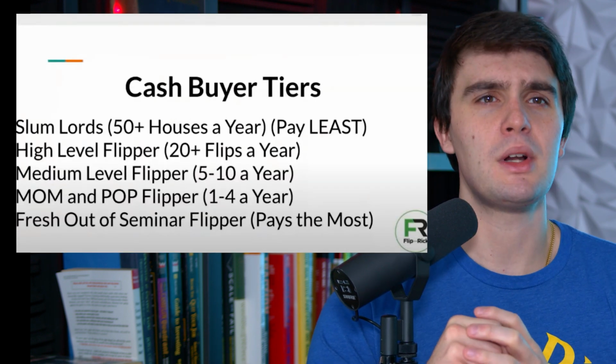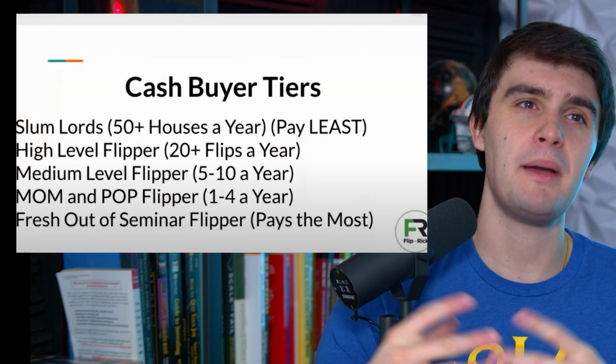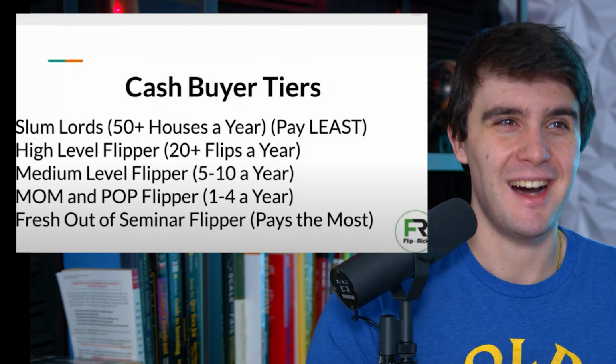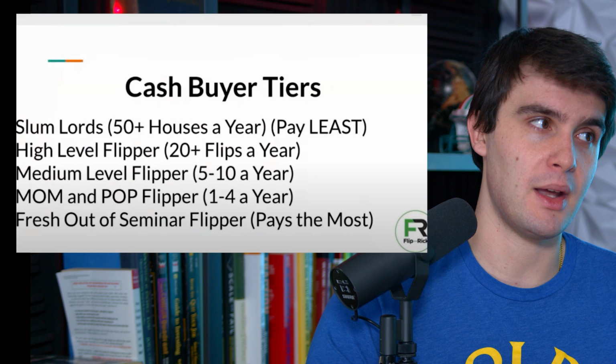And so basically these cash buyers, people buying our contracts from us, who are they? Really what I could tell you is most of them are on a tier list. A lot of them, the people that pay the least, are usually who we call the slumlords. These are people that buy 50 plus houses a year. A lot of them like renting them out, Section 8. They want to buy them cheap.